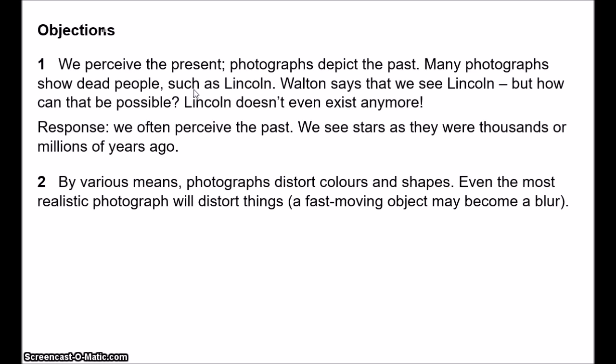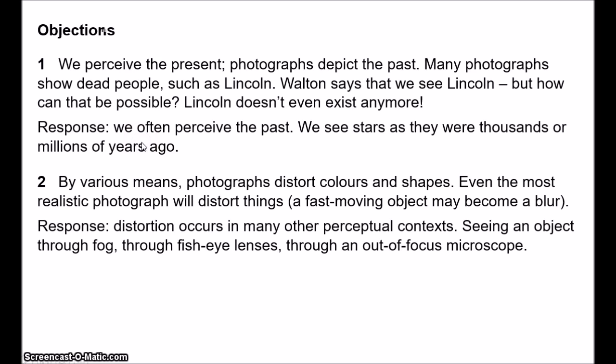So by various means, photographers can distort colours and distort shapes. And even when photographers try to capture the world totally faithfully, there will still be some distortion. A fast-moving object will become a blur. Obviously, it's not really a blur. Even in the most realistic photograph, there are going to be respects in which the photo doesn't look like the scene. There will be respects in which it distorts how the scene really was, so that the experience of seeing the photograph is not like the experience of seeing the actual scene. Again, I think this is quite a weak argument.